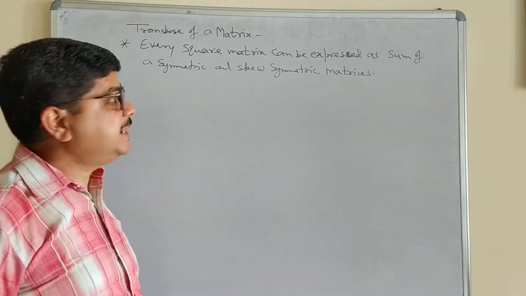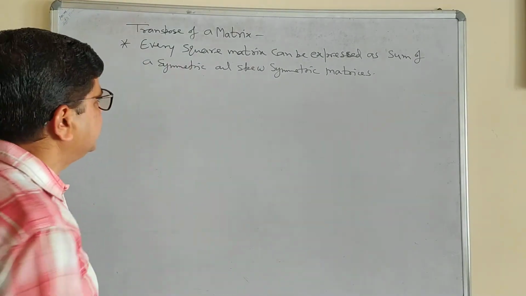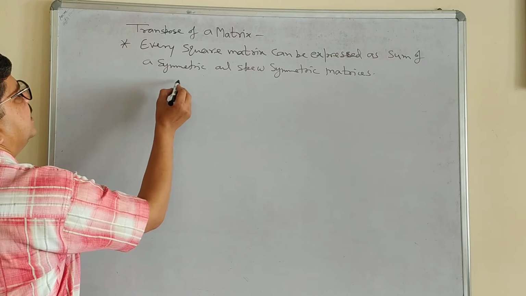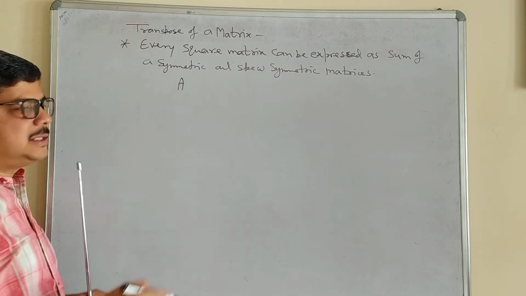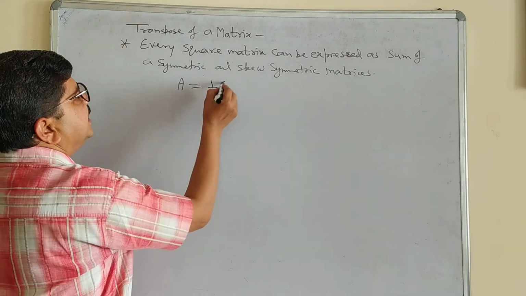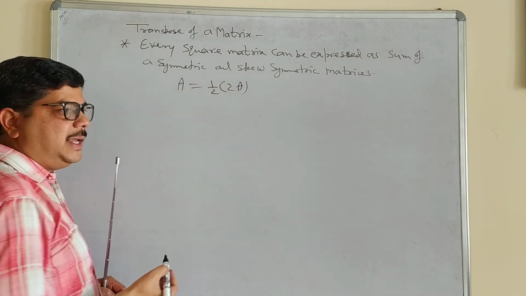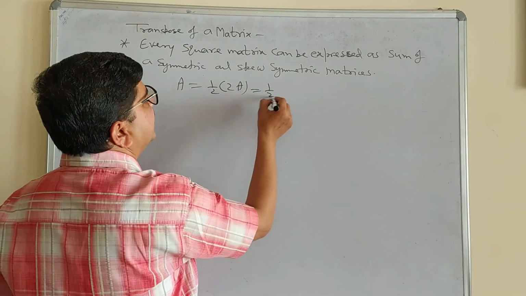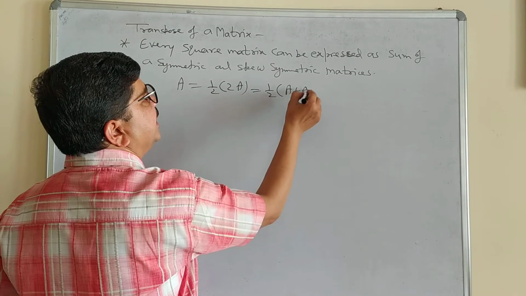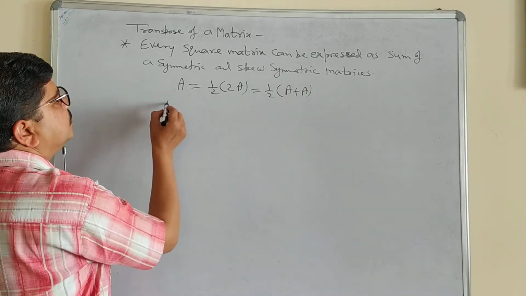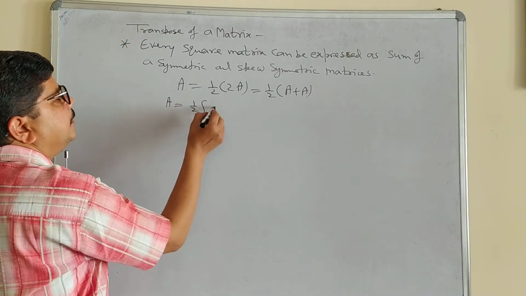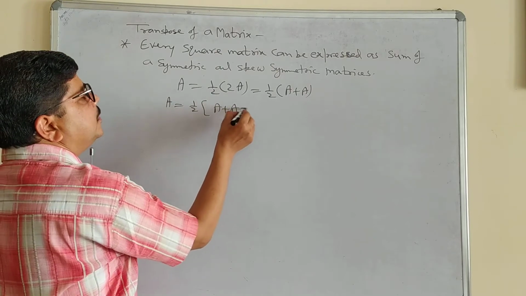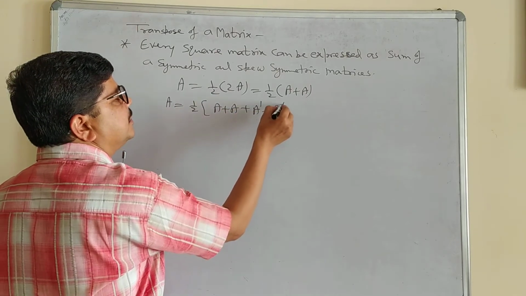Every square matrix can be expressed as a sum of symmetric and skew-symmetric matrices. Suppose A is a square matrix, then A can be written as half of 2A. That further can be written as half of A plus A. So A equals half of adding A transpose and subtracting A transpose in this expression.